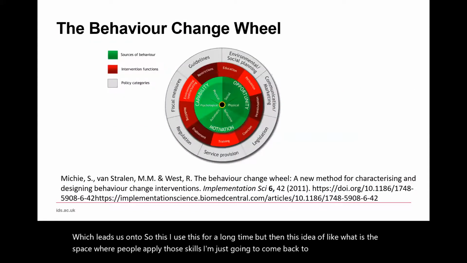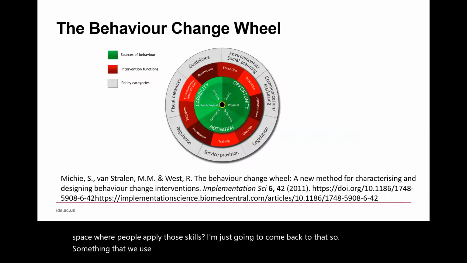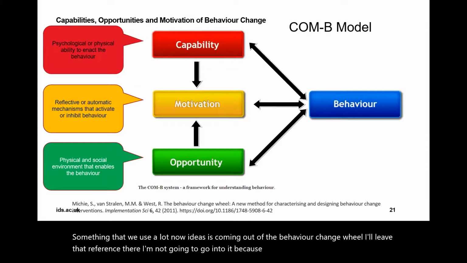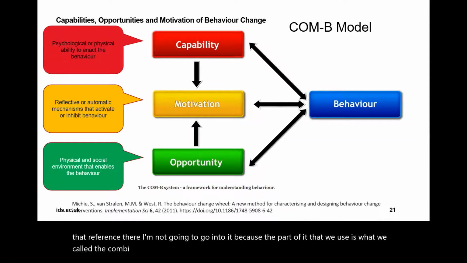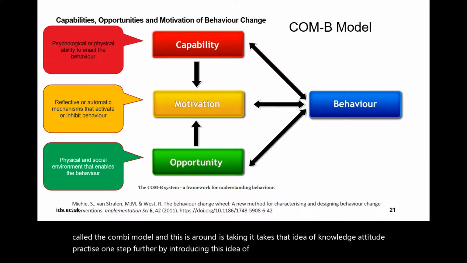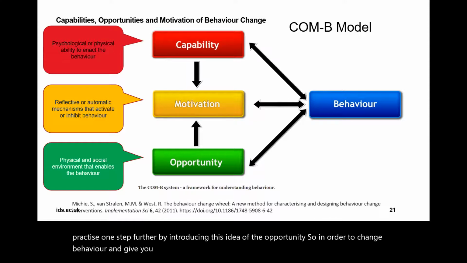Something that we use a lot now at IDS comes out of the behavior change wheel. I'll leave that reference there. I'm not going to go into it, because the part of it that we use is what we call the COM-B model. It takes the idea of knowledge, attitude, practice one step further by introducing the idea of opportunity. In order to change behavior, so that someone is doing something differently than before, that's linked to your project vision.